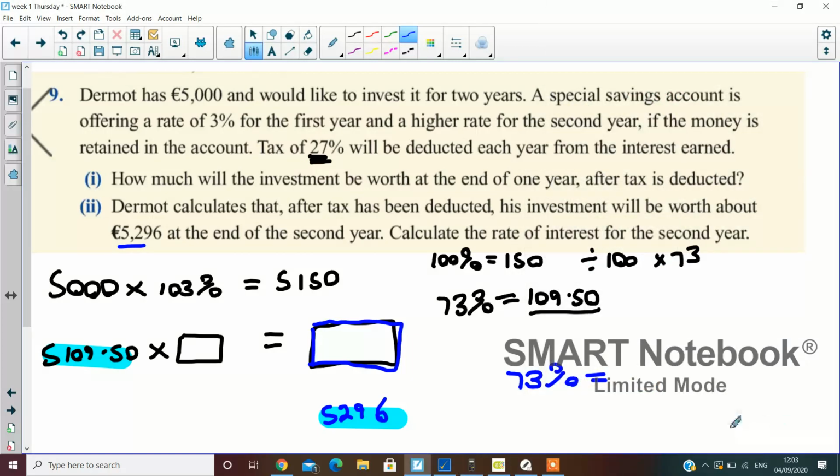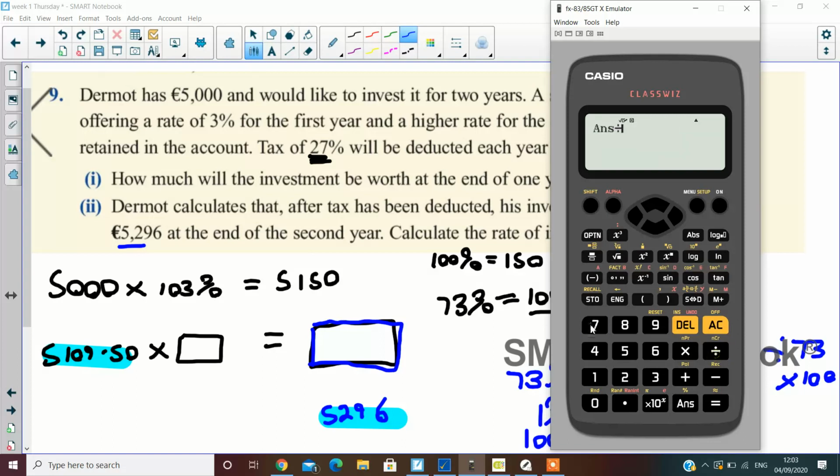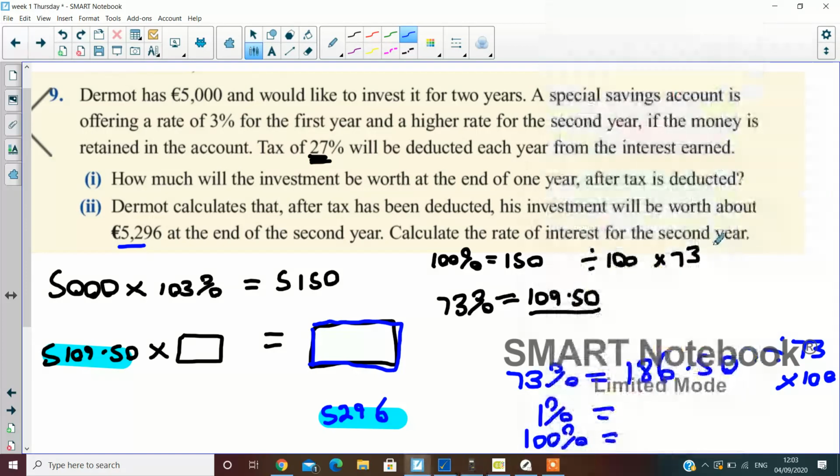186.50, okay? Now, in this case, Owen, what you were trying won't work. Divide by 73 to bring it to 1% and multiply it by 100 to bring it to 100%. So you got to divide by 73 and multiply by 100, and what do you get? Yeah, sounds about right. 255.48. Is that okay with you guys?